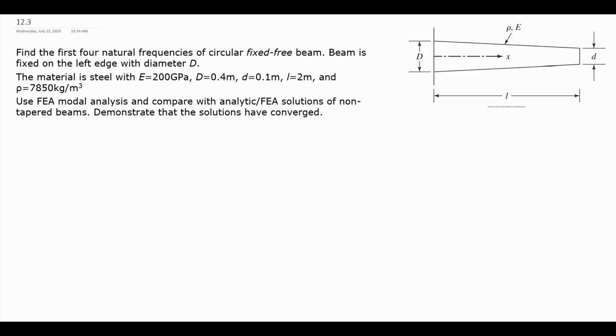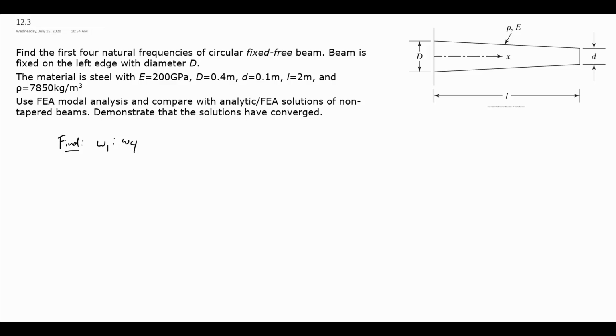This problem presents us with a tapered beam that is fixed on the left side and free on the right side, and we are interested in finding the natural frequencies, the first four natural frequencies of this beam when it's in transverse oscillations. So we want to find omega 1 through omega 4.